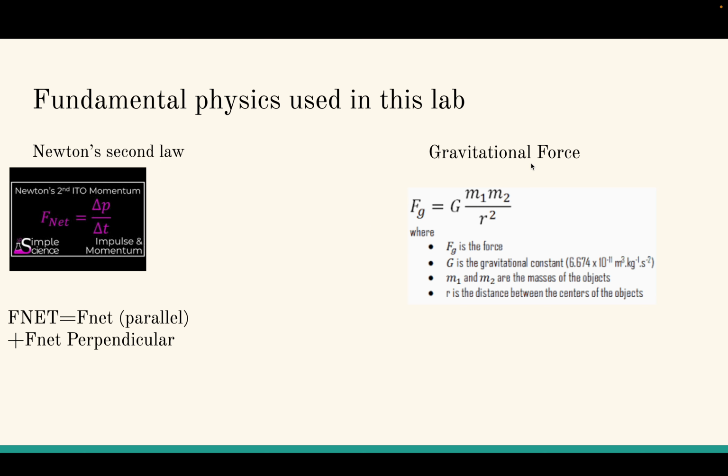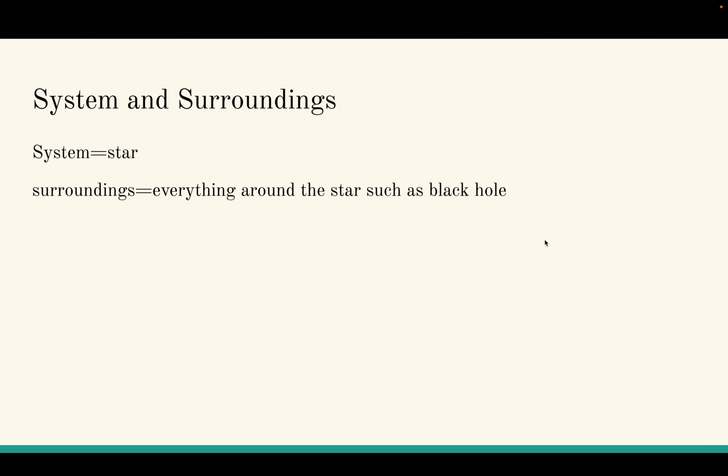And to get into some fundamental physics used in the lab, Newton's second law, of course, as used in the last two labs, is F net equals change in momentum over change in time. And if we manipulate this formula, we can get that the total net force is equal to the net force parallel plus net force perpendicular, which just means that all the forces combined are equal to the net force. And for this lab, we will need the gravitational force formula, which is that the gravitational force is equal to the gravitational constant times mass 1 times mass 2 of the objects, over r squared, where r is the distance between the centers of the objects.